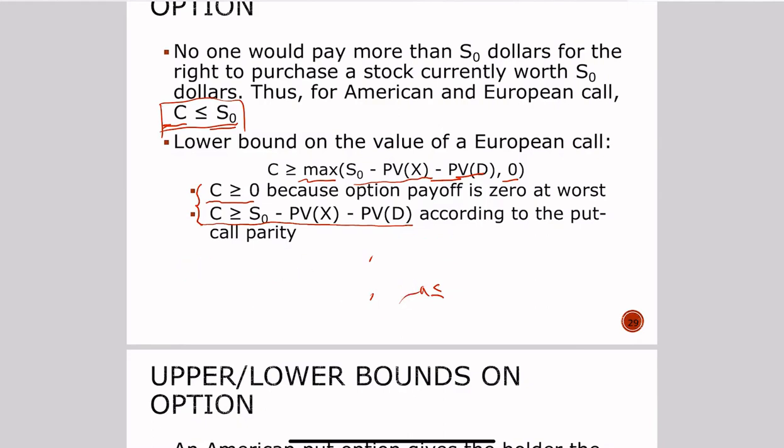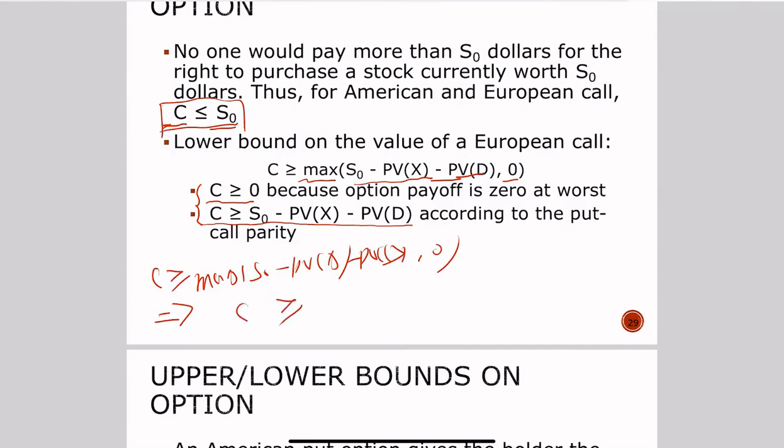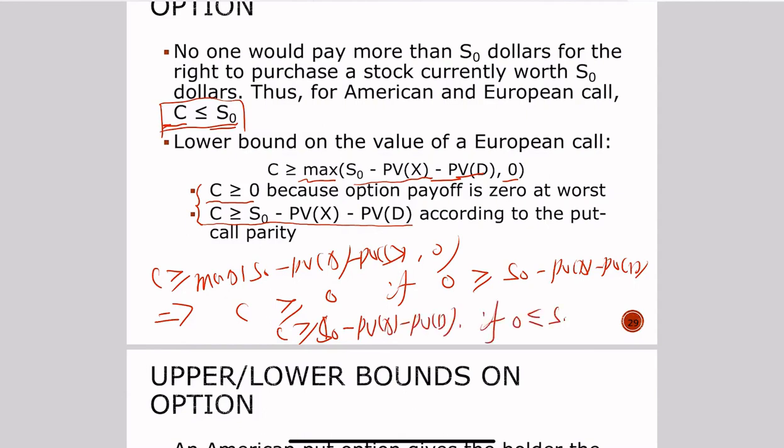Now, in the case of this lower bound, what you can see here is max(S0 minus PVX minus PVD, 0). This essentially implies C is larger than 0 if 0 is larger than S0 minus PVX minus PVD, and C is larger than S0 minus PVX minus PVD if 0 is smaller than this quantity.